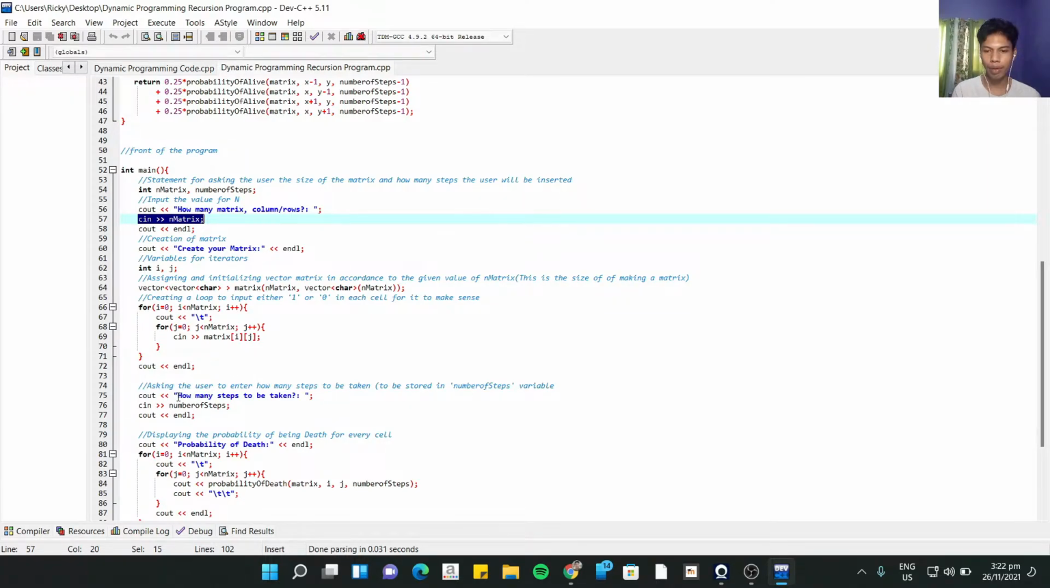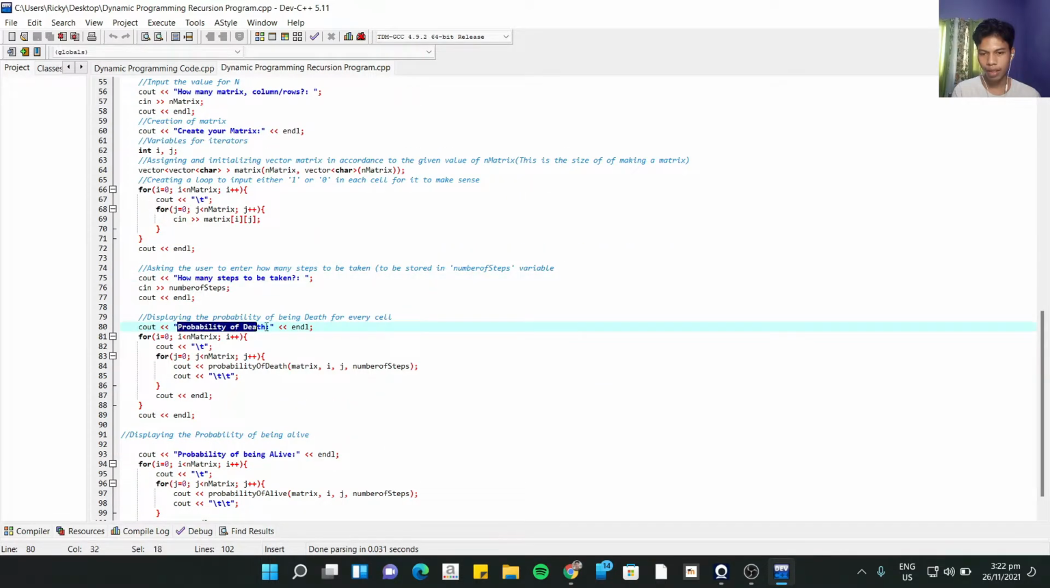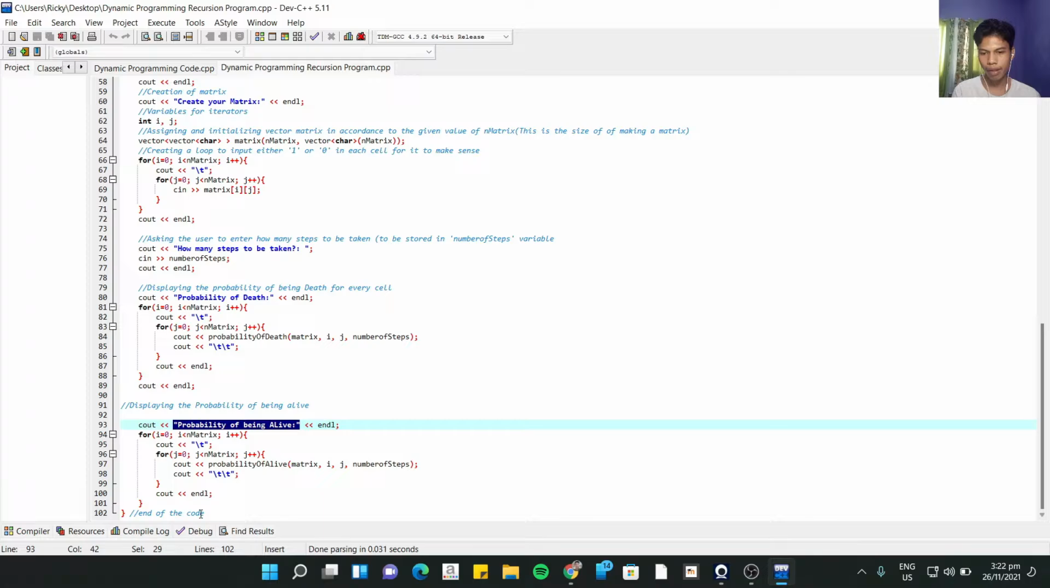This is also where the program will ask the user how many steps to be taken. It's up to the user how many steps; it could be 1, 2, 3, or 4. Here, the probability of death and the probability of being alive will be shown, and this is the end of the code.